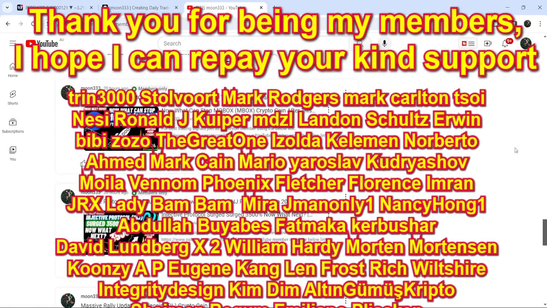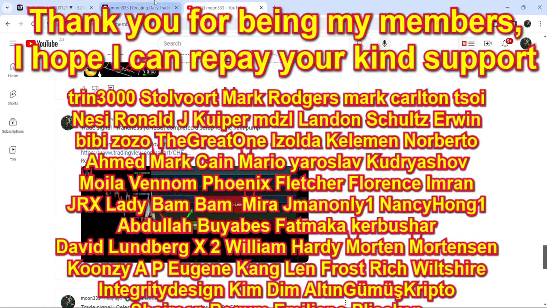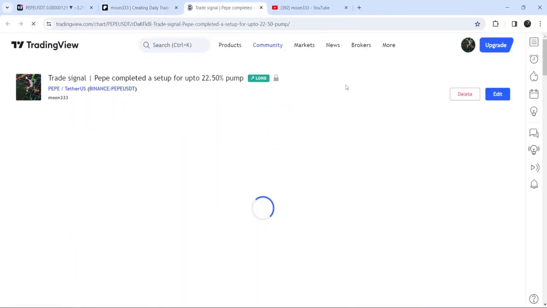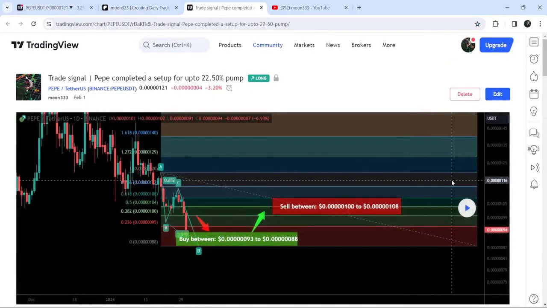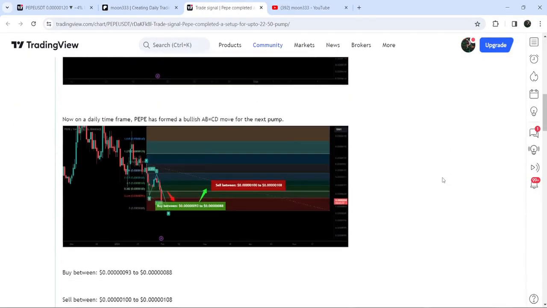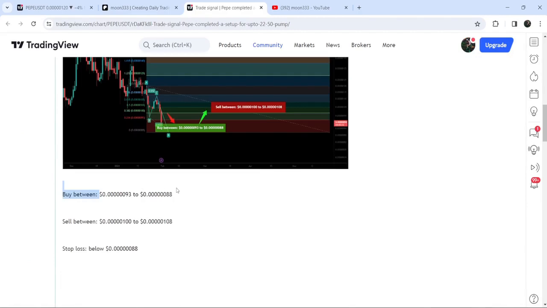And first of all, let me begin with my most recent trade signal for PEPE that I shared on 1st of Feb 2024 with my members, and that was a harmonic bullish reversal AB equal to CD move that PEPE formed with US dollar pair on a daily time frame chart. And this was the complete trade setup. This was the buying range and the sell target zone and the stop loss.